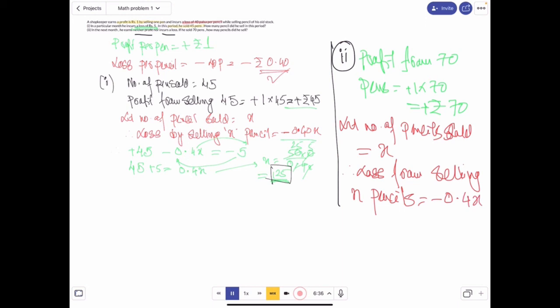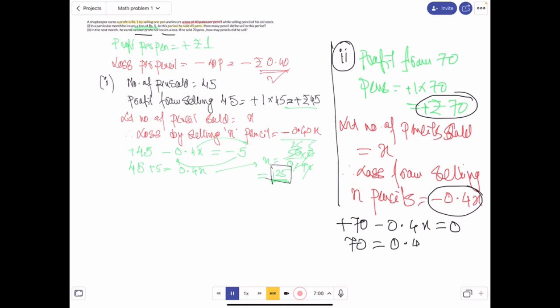Now, there was no profit, no loss. So whatever profit he made is equal to this. So we can write plus 70 minus 0.40x is equal to 0. The net total was 0 because no profit, no loss, he made no money. So we put x on one side, so 70 is equal to 0.4x.